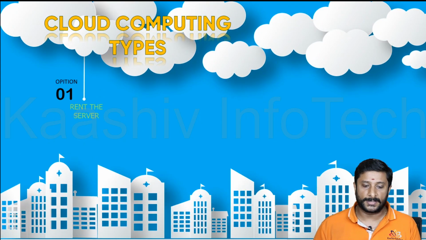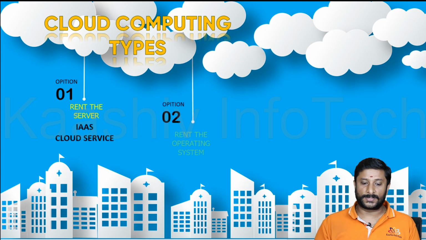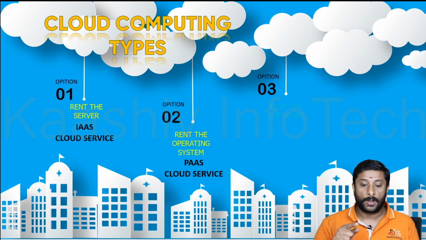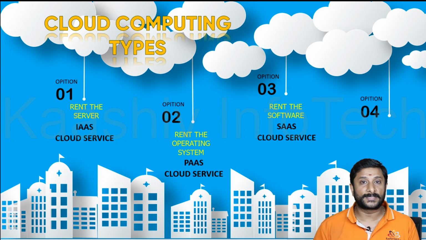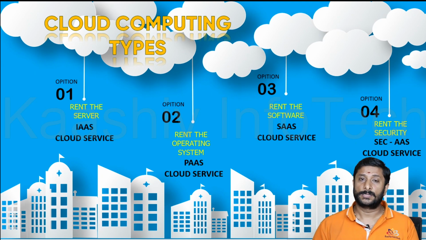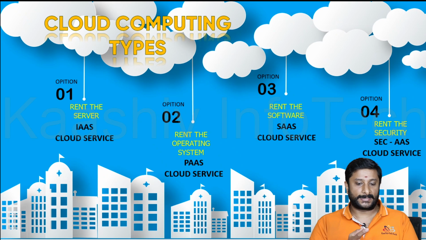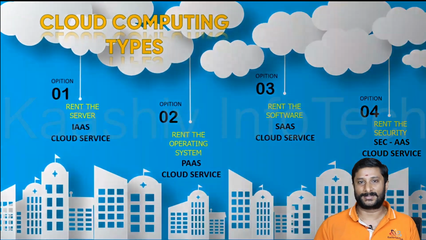You may ask me, what are the types of cloud computing, sir? The first one is renting the server. I want to rent the server, sir. That is called infrastructure as a service. I want to rent an operating system, sir. Platform as a service. I want to rent software, sir. Software as a service. I want to rent security, security as a service. Predominantly these 3 areas, IaaS, PaaS and SaaS, are the major cloud computing types in the market.